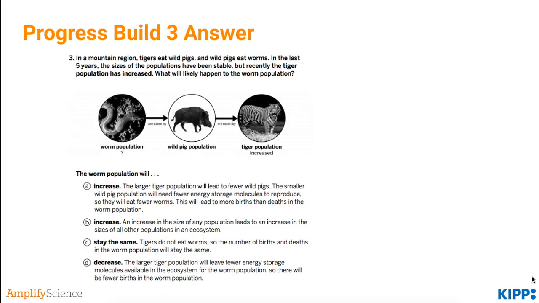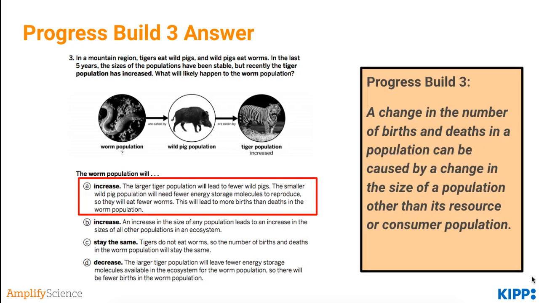And the correct answer is A. Increase. The larger tiger population will lead to fewer wild pigs. The smaller wild pig population will need fewer energy storage molecules to reproduce, so they will eat fewer worms. This will lead to more births than deaths in the worm population. This question assesses progress build 3. A change in the number of births and deaths in a population can be caused by a change in the size of a population other than its resource or consumer population.